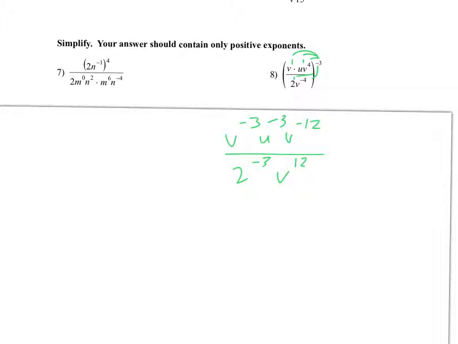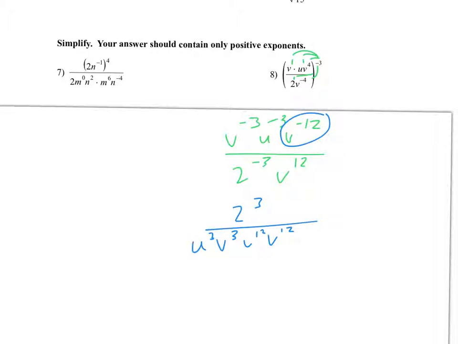All right, and so next up, I'm going to move all my negative exponents. So pretty much everything's getting moved except for this v to the 12th on bottom. That was the only one that was positive. But now I'm going to have another v to the 12th on bottom because I got to move that one. I'm going to move the v to the third to the bottom, the u to the third to the bottom, and then the 2 to the third to the top.